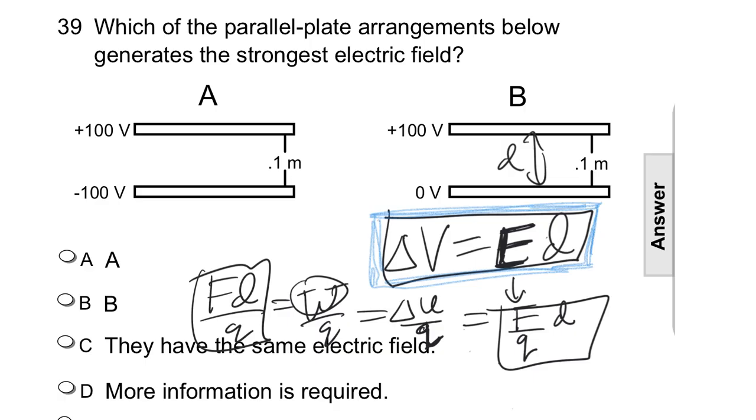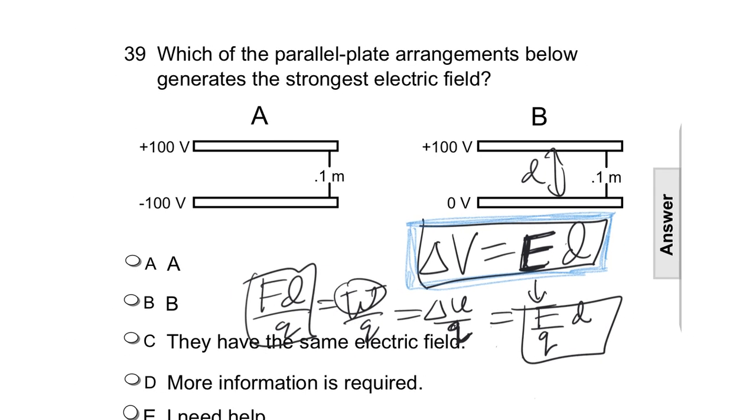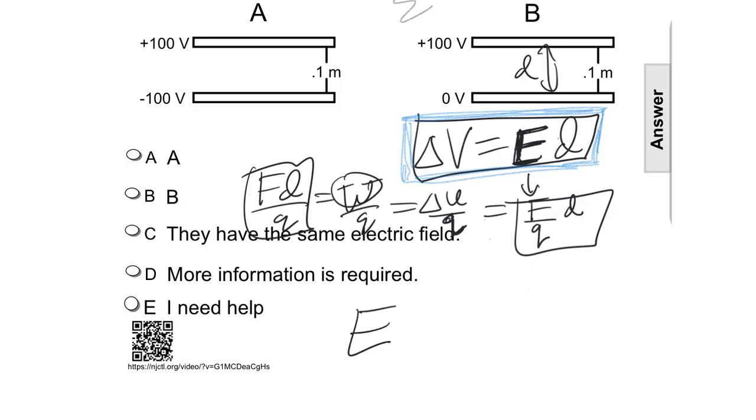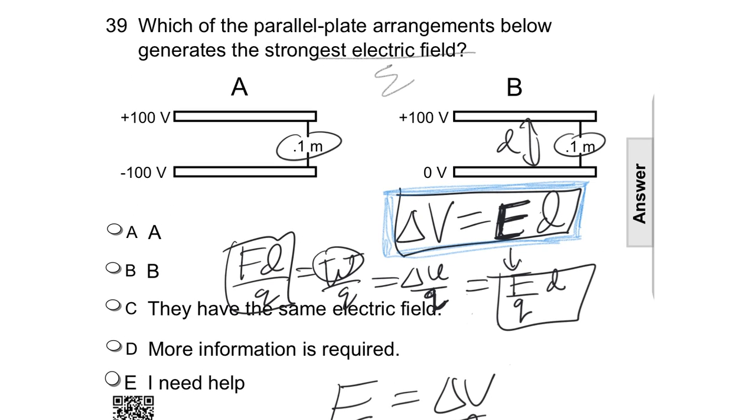So back to this problem. Okay, so which has the biggest electric field? Which one has the strongest electric field? Using that equation I just put in the blue box, E equals change in V over D. Okay, the D is the same in both cases. The delta V for B is 100 minus 0.